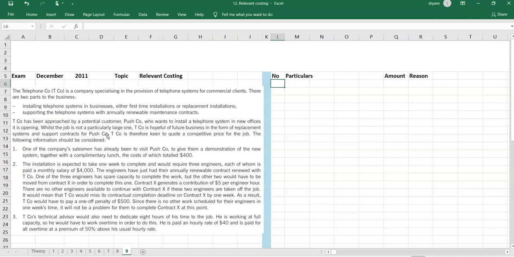Why is this company so keen on getting this order? They are a potential customer, and also a large one. Even though this particular order is not a large one, they feel that it will lead to a lot of future business in terms of replacing installations or service contracts. So there is additional income once this order has been captured. So getting this order is very important.